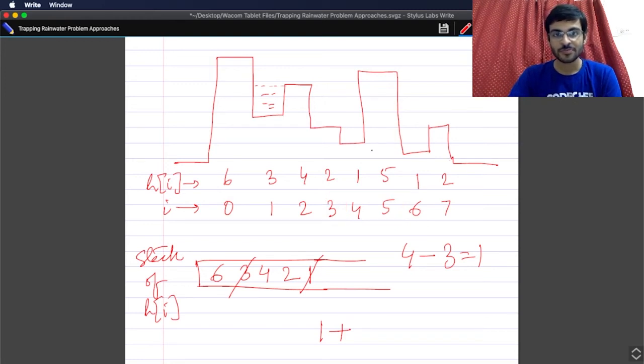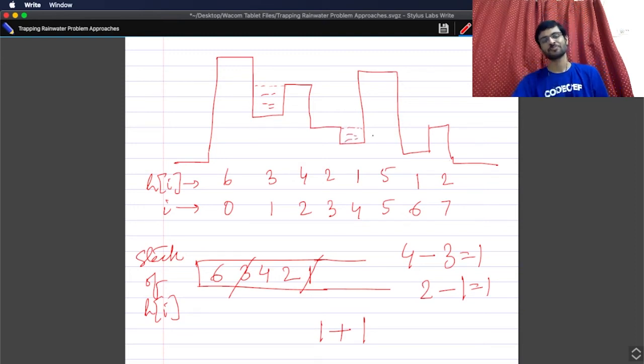How much water? We know that when we connect it, the minimum is going to play the driving force, so the minimum is going to be 2 and 5. The minimum of 2 and 5 is 2, and hi over here is 1, so 2 minus 1 is equal to 1. So when I remove this 1, I am actually adding 1 square unit of water over here.